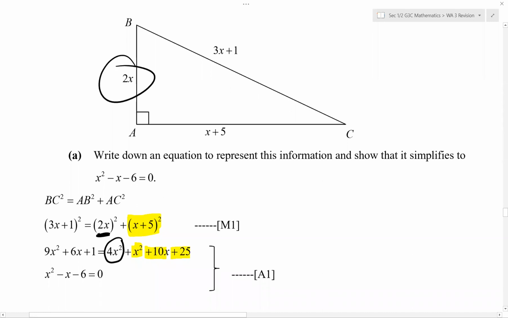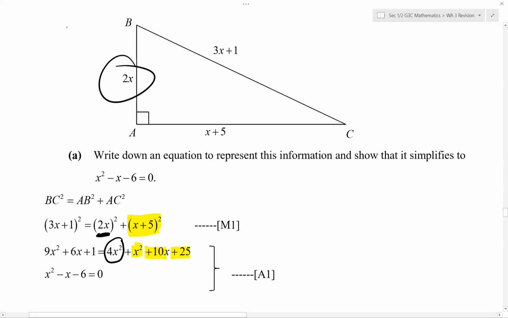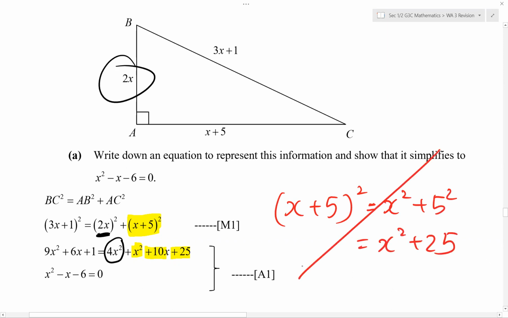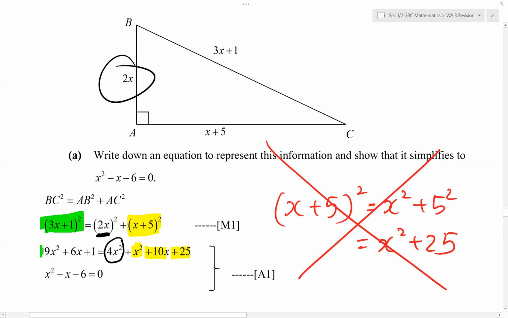This was covered some time back. So please do not make this mistake in red. x plus 5 squared equals to x squared plus 5 squared, you get x squared plus 25. This is wrong. Do not make this mistake. So obviously the same for the other side. 3x plus 1, when you square it, you get 9x squared first, plus 6x plus 1.